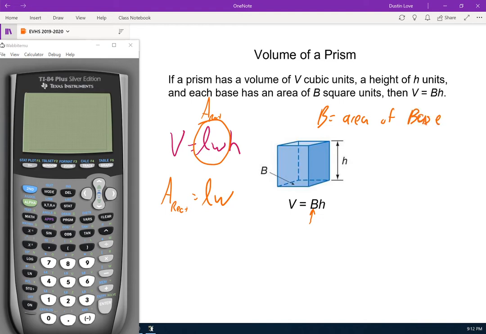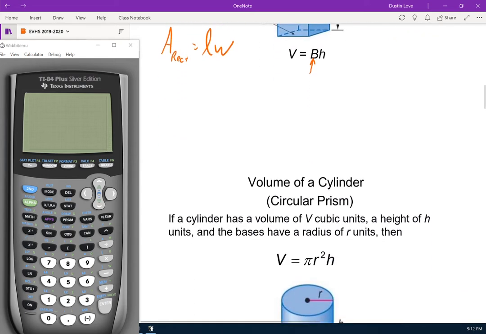So find the area of the base, which again is that non-rectangular piece, the pentagon for a milk carton, the triangle on a triangular prism. Find the area of that base, then multiply it by the height, the length of a lateral edge, and you have the volume of a prism.